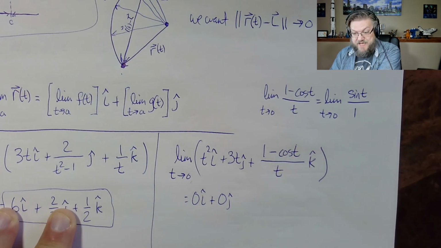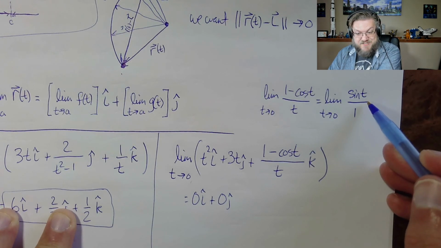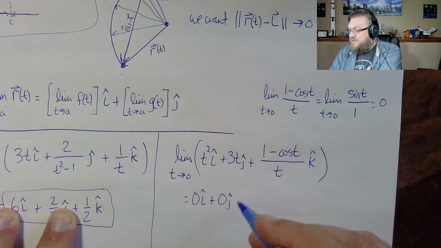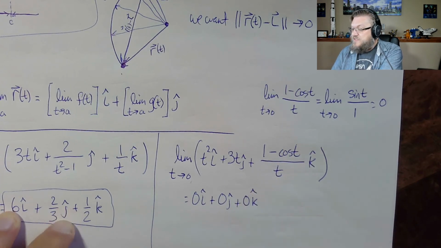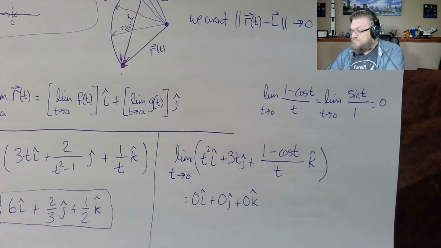And then you try to plug in again. Now I plug in t equals 0, and now it totally works. Sine of 0 is 0. And so this component is also 0. So this limit exists, and it happens to be the 0 vector.